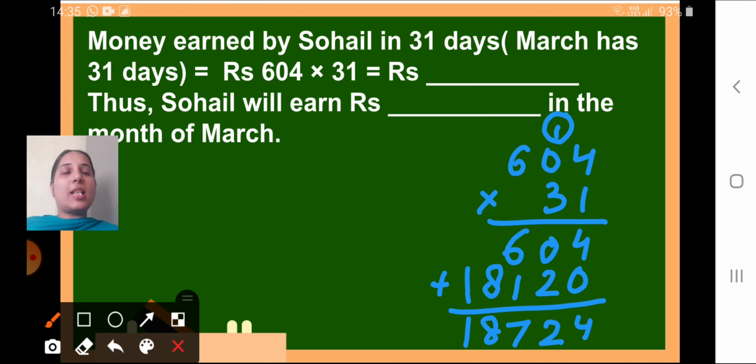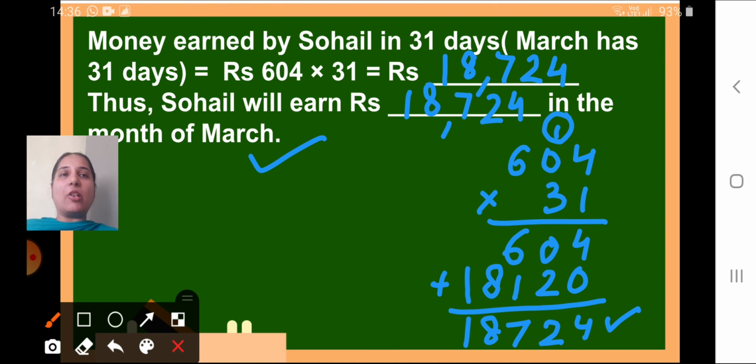So this is the money earned by Sohail in 31 days. Okay. So what is the amount that we get here? 18,724. Okay. So now the final answer we will write in the form of a statement. Thus Sohail will earn rupees 18,724 in the month of March.